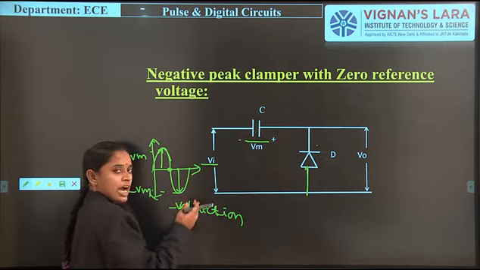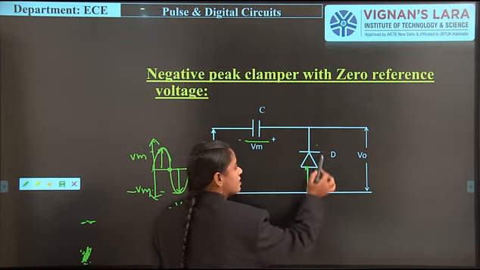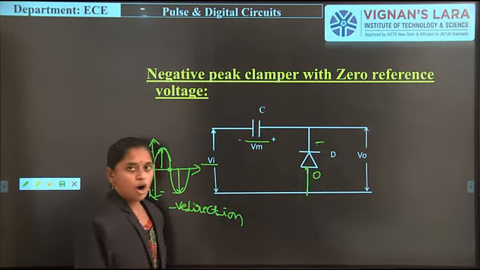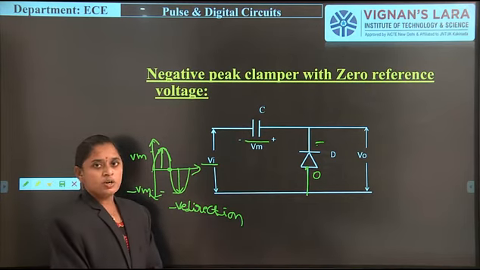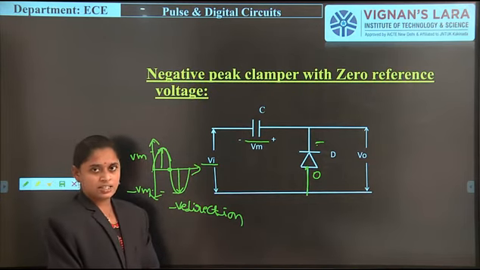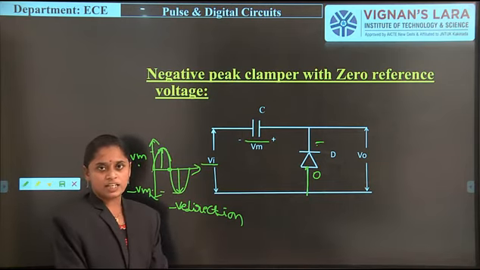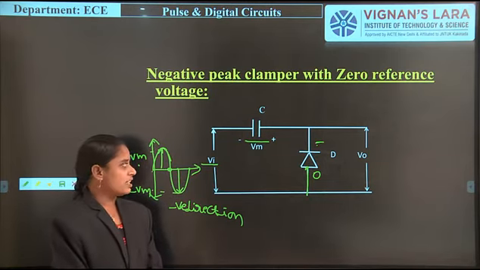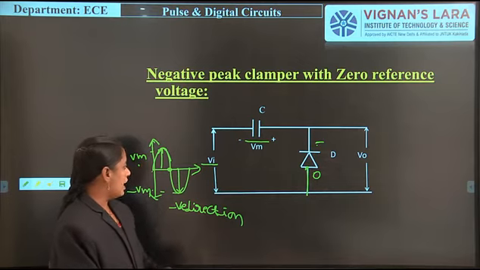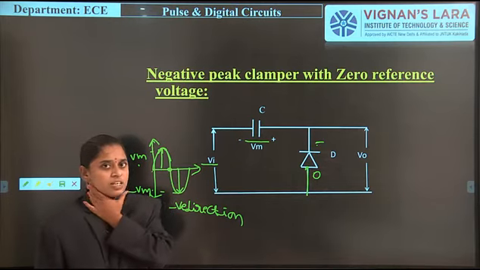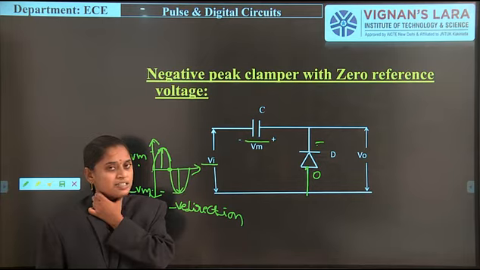So here this is a 0 voltage, and here we apply a negative voltage. Obviously the diode is in the on condition. So at this time the capacitor starts charging up to the maximum input condition, that is Vm, but in the negative direction, that's why minus Vm. And when the diode is in the off condition, the capacitor starts discharging.